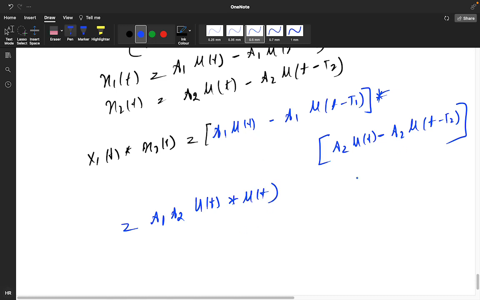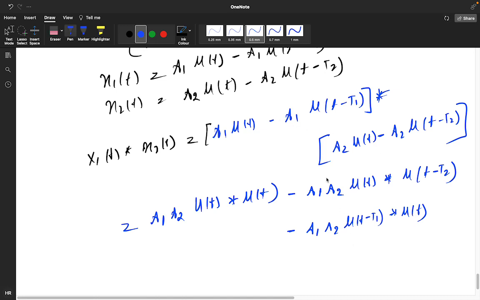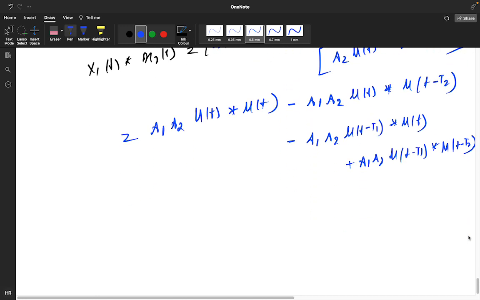That is the first result. Then the next result is minus a1 a2 u of t convoluted with u of t minus t2. Then the next result is minus a1 a2 u of t minus t1 convoluted with u of t. Then minus minus will be plus a1 a2 u of t minus t1 convoluted with u of t minus t2. So what will be the result?